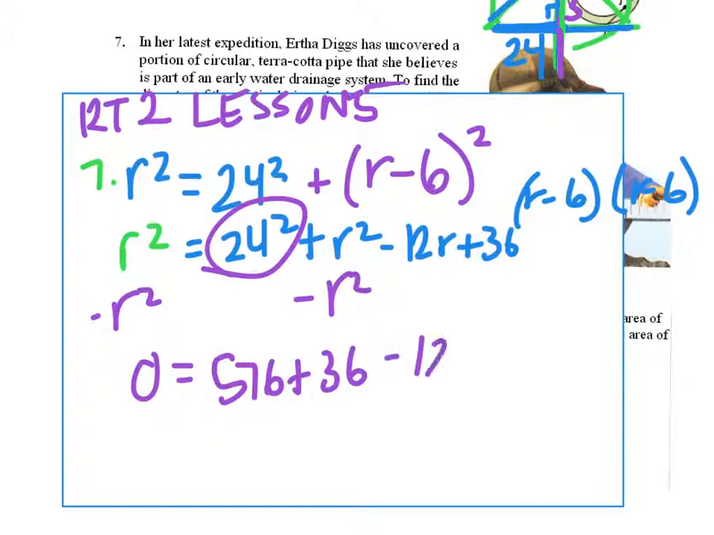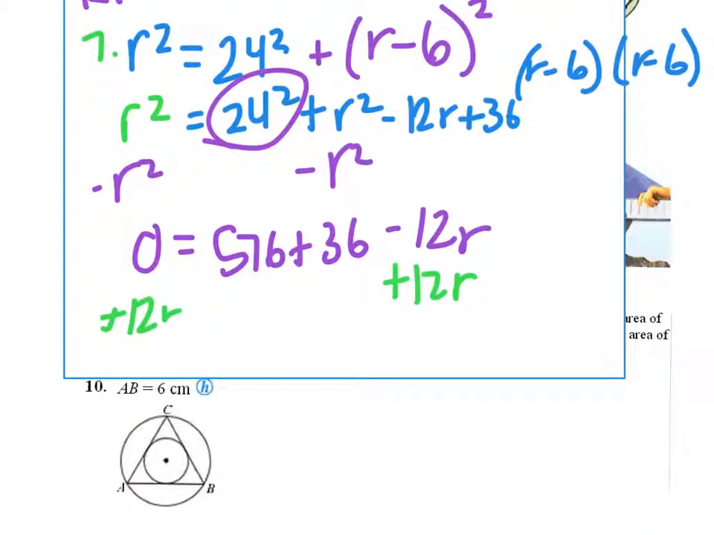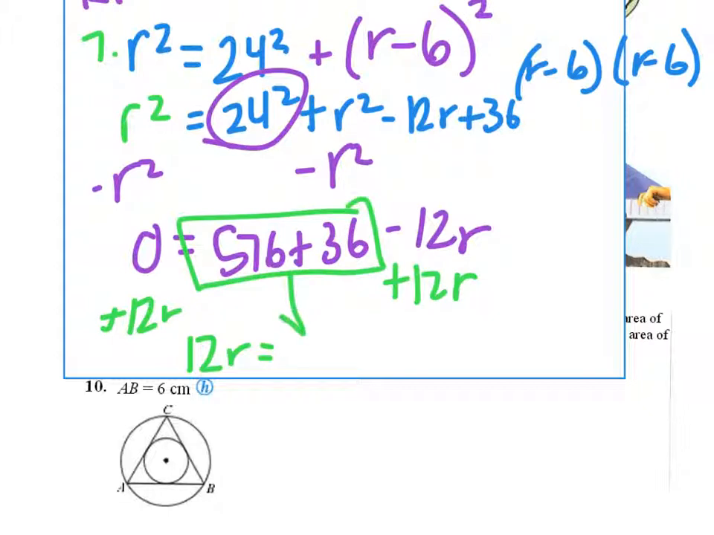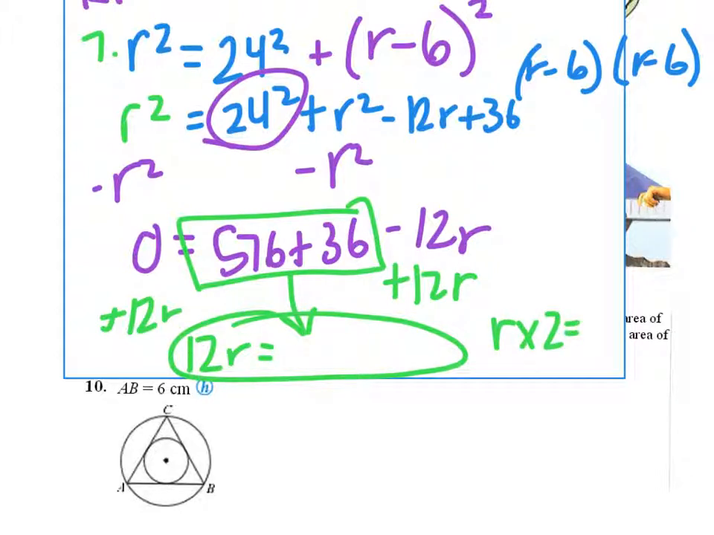And I still have the negative 12R, but if I add positive 12R to both sides of the equation, I will end up with 12R equals whatever these are added together. And from there, you'll be able to solve that equation for R. But the problem isn't asking for R, it's asking for the diameter. So whatever you get for R, multiply it by 2.